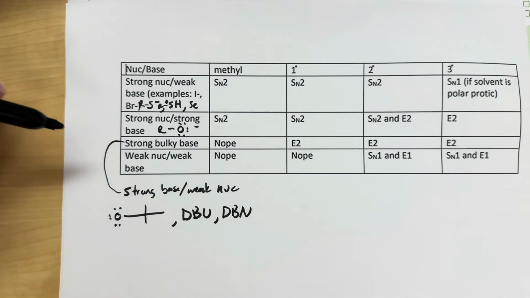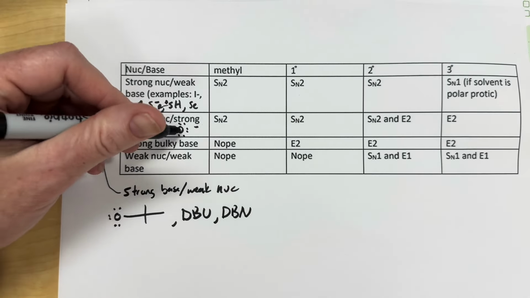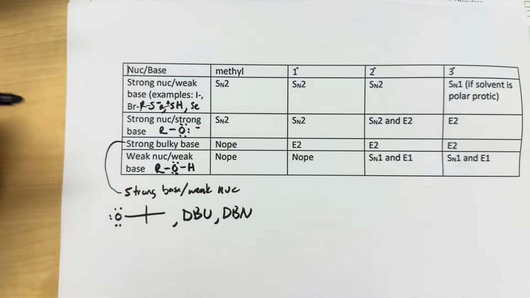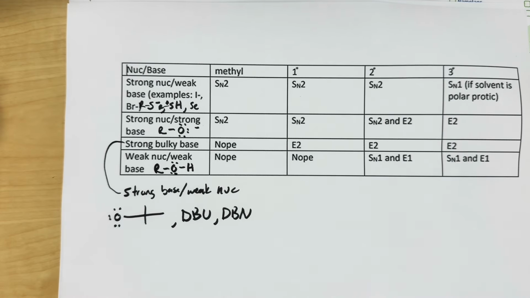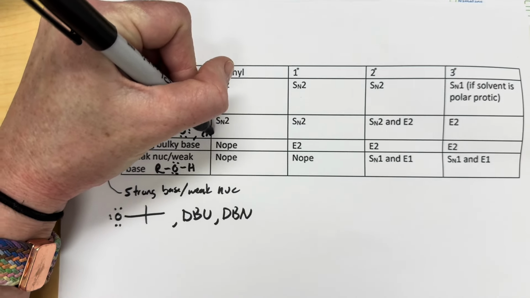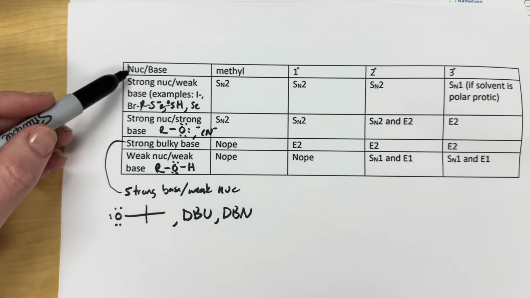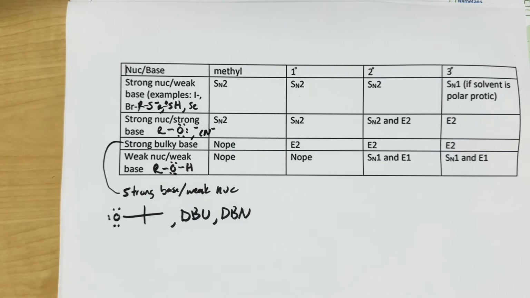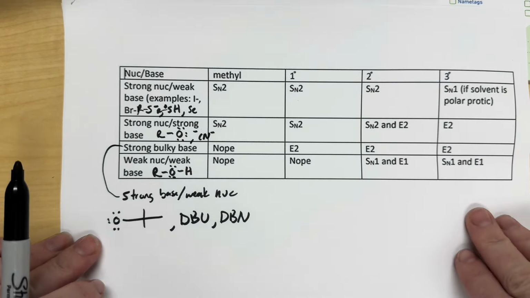And then we have a weak nuke, weak base. That's usually an R to an O, but with an H on it. So any kind of alcohol is going to fit into that category. One other thing that you might encounter would be CN minus, and CN minus is more like a strong nuke. It's a moderate base, but we'll count it as a strong nuke, strong base, so you don't have to learn moderate stuff as well.